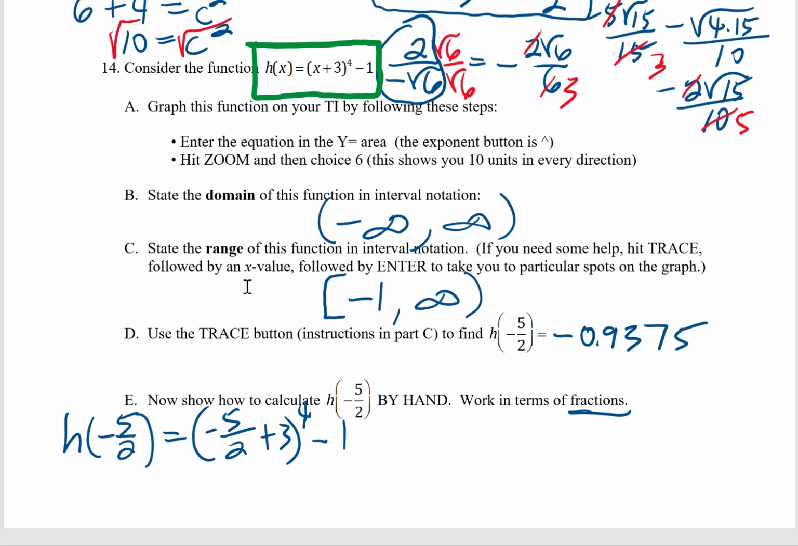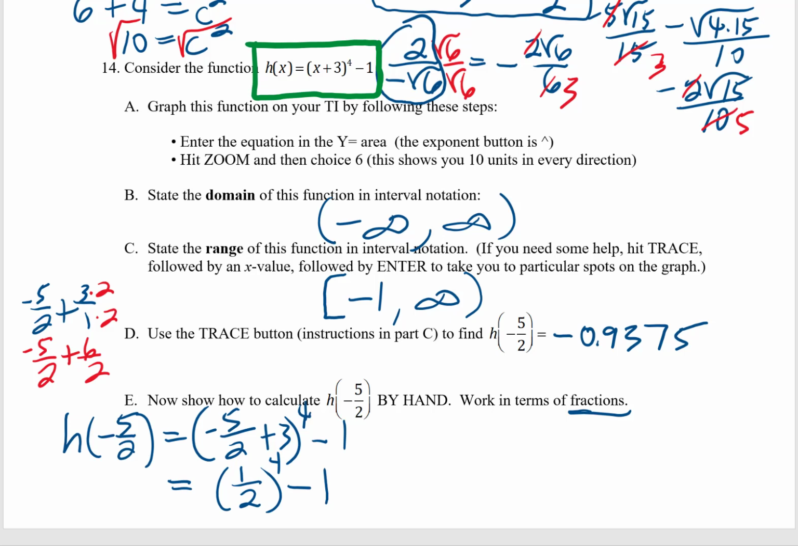To add negative 5 halves and 3, maybe I should go off on the side here. I'd have to write 3 as 3 over 1. I'd have to get a common denominator. This is going to end up being negative 5 halves plus 6 halves. Well, negative 5 plus 6 is just 1. And so that comes out to be 1/2. That parentheses comes out to be 1/2. Now I have 1/2 to the 4th power minus 1.